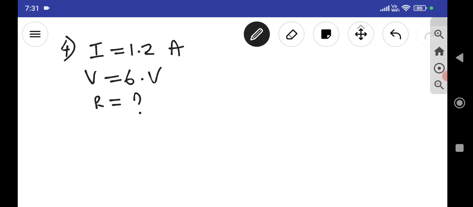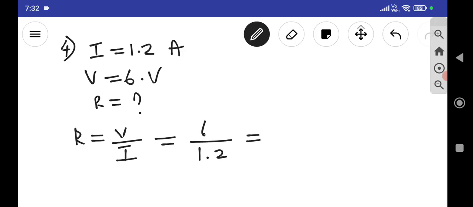Next. Question number 4. They have given that an electric bulb is drawing 1.2 ampere current at a voltage of 6 volt. They are asking to find the resistance. So what is given? I is equal to 1.2 ampere. Voltage is 6 volt. R you have to calculate. So substitute in the formula again. R is equal to V by I, nothing but 6 by 1.2. So you can have 5 ohm as the answer.